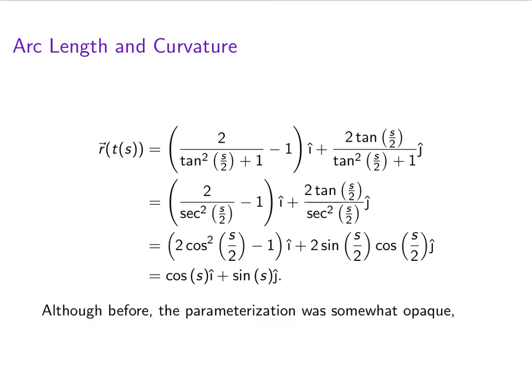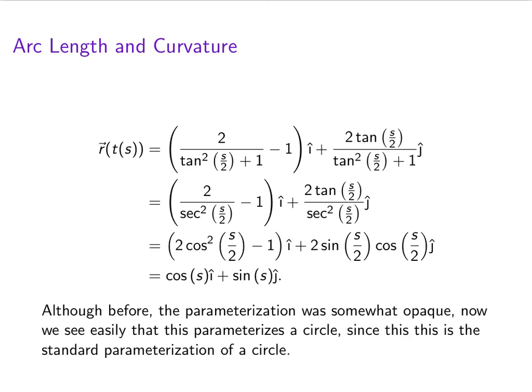Now remember at the beginning, we had a parameterization that I considered to be somewhat opaque. That is to say, if we looked at the original parameterization, we really had no idea what the curve was. But now, you easily recognize this parameterization as a circle. After all, this is the standard parameterization of a circle. So we change parameterizations, and suddenly we actually get something that's simpler to see.